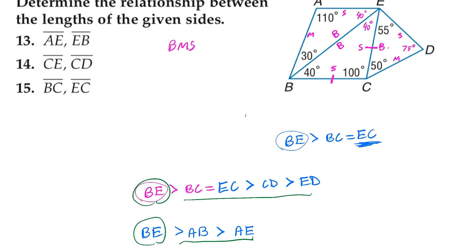So which one's bigger, AE or EB? So AE or EB, that's this bottom one right here that it asked for. So we know this is bigger. And then CE or CD. So CE and CD. So CE is definitely bigger than CD. And then BC and EC. BC and EC are right here, and so they're equal. So I circled the bigger ones on the top two and then said those are equal.